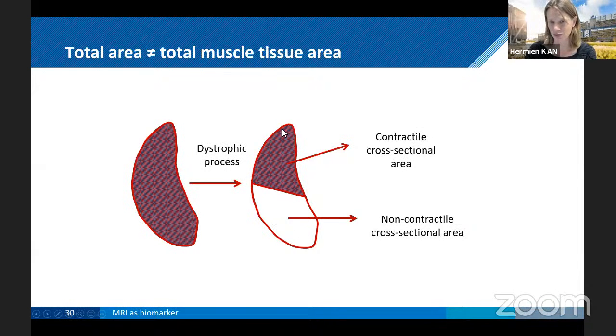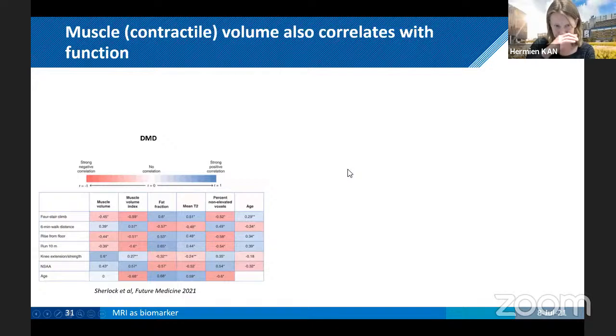So far, we've only looked at the fat fraction, but we have not looked at the area of muscle which is still there, which logically may be a much better outcome measure compared to the fat fraction. Right, so several people, of course, also looked at this. I'm sorry for this a little bit cluttered table, but you have to look at the muscle volume index here. So this column, and there you can see that the muscle contractile volume actually also correlates with function, right? So it correlates with the 4-stair climb, with the 6-minute walk distance, with the rise from the floor. So this is in DMD.